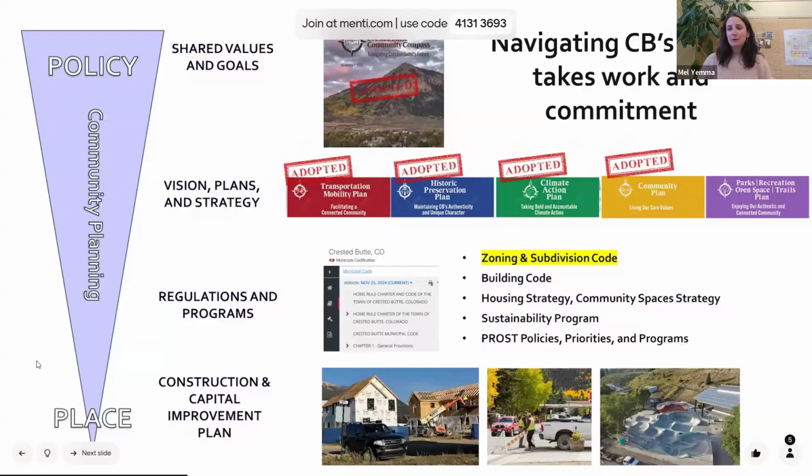From there, how do we go about working towards our goals? What are our more specific plans and strategy when it comes to transportation mobility, historic preservation, the community plan, our future land use vision, climate action, and all of those things that our community says it cares about? And then let those strategies directly influence and have our regulations and programs be a reflection of those. So our zoning and subdivision code, our building code, our housing strategy, we want those all to tie back to those values and goals of the community, because at the end of the day, the next capital improvement project you see, the park renovation, the new development, we want that to directly tie back to those shared values and goals of the Crested Butte community.